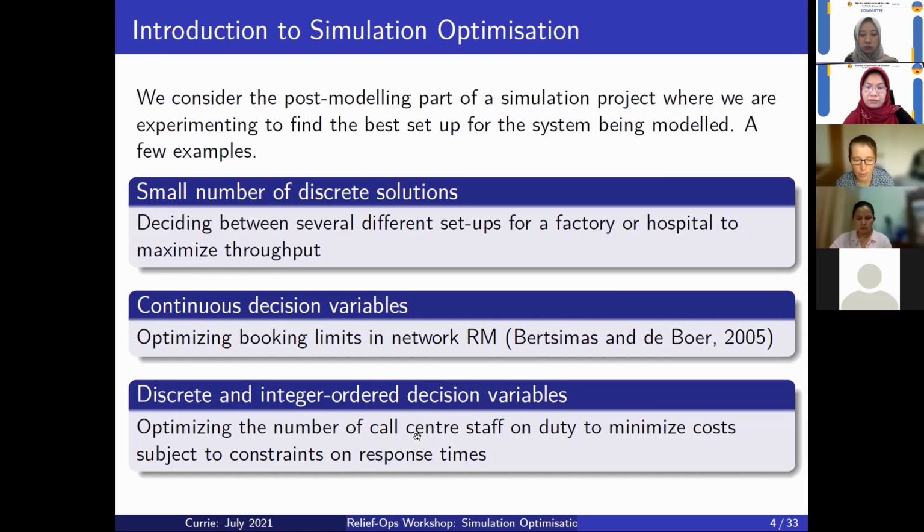So the example might be the number of call centre staff on duty. So if you've got staff in a call centre on the telephones, you know that if you add one more person answering the telephone, then you will get a better customer response, but you'll also get a higher cost. So that part of it you understand. What you may not understand is how it affects other outcome measures that you are trying to optimize. So these are three examples of where you have a simulation model and you would then like to optimize to improve the outcome.